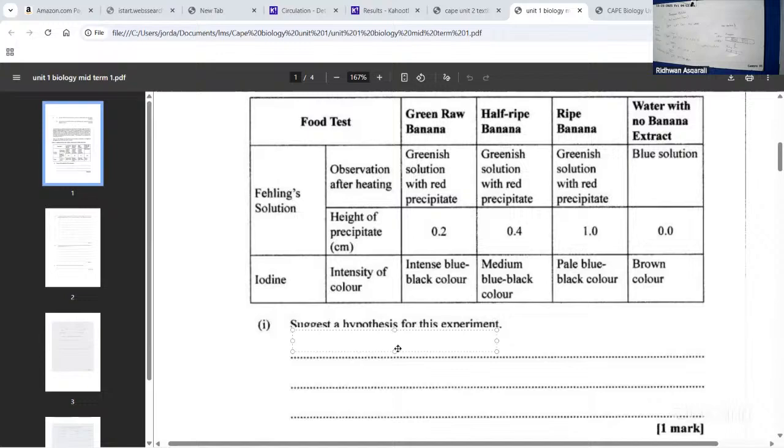Right. So which one do you think would have the greatest level of starch? So we could say half-ripe, okay. So half-ripe banana has the highest level of starch. Now we know from the results that's not the case, right? But the point of our hypothesis is to prove it or disprove it.